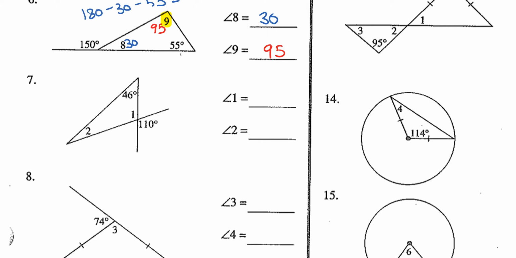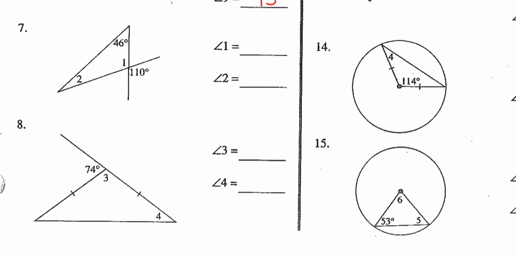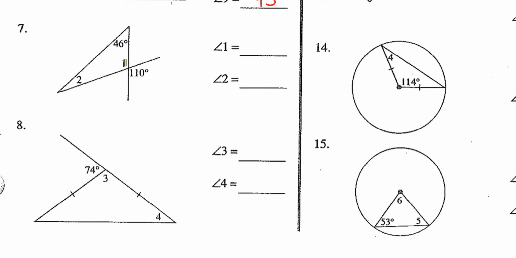Okay, let's move on to the next one here. For question number 7, the relationship between angle 1 and 110 degrees is called vertically opposite angles. Those two angles will be equal. So angle 1 is going to be 110 degrees, because angles that are opposite of each other, we call that vertically opposite, they're going to be equal. So angle number 1 is going to be 110 degrees.